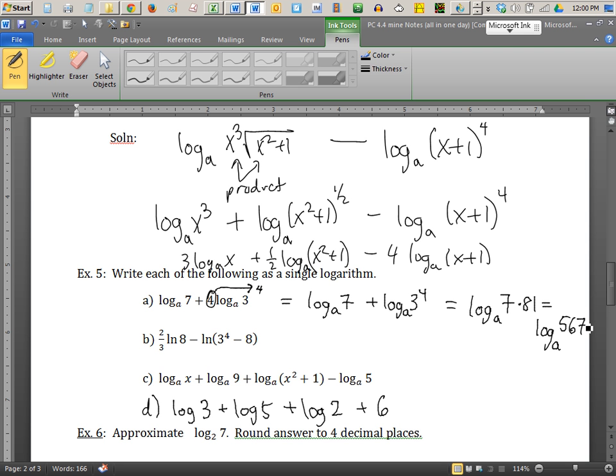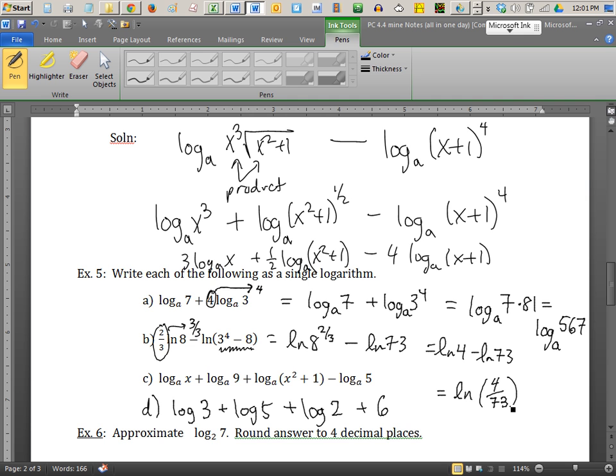Okay, and then on B, same thing. You can't have this 2/3 here, unfortunately. So you're going to have to move it. We'll just put it up here as a power on that 8. So our first rewrite gives us ln of 8 to the 2/3 minus, and this is kind of silly, it says 3 to the 4th minus 8. That's just 73. I'm not sure why it's written as 3 to the 4th minus 8, but let's write that as 73. And do you guys know what 8 to the 2/3 means? Yeah, it means square the 8 and then cube root it, or cube root the 8 and then square it. Either way you get 4. So this is really just ln 4 minus ln 73. And how do you write that as a fraction, class? ln what? 4 divided by 73. So you can write that as a log of 1 fraction.